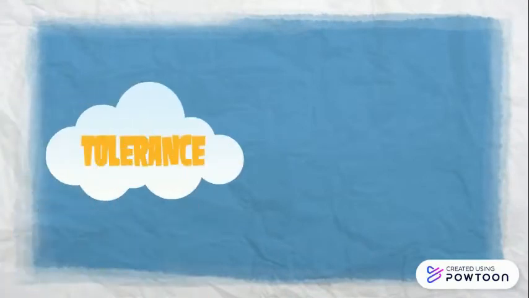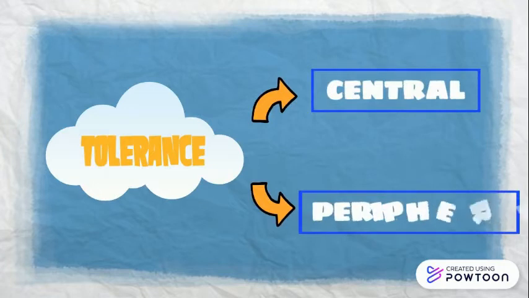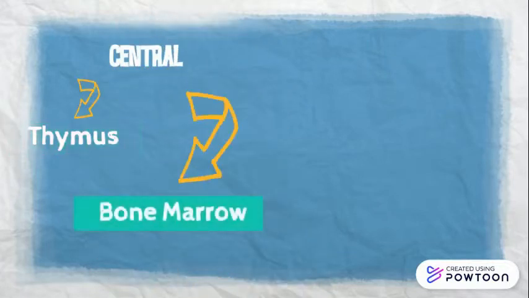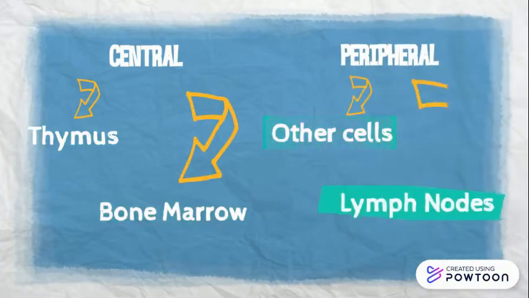Next, tolerance can be classified into central tolerance or peripheral tolerance. It depends on where it is originally induced. For example, central in the thymus and bone marrow, and for peripheral, in the other cells or lymph nodes.